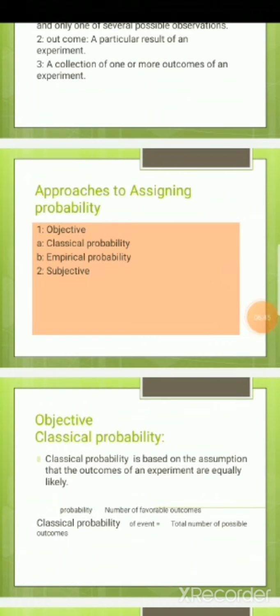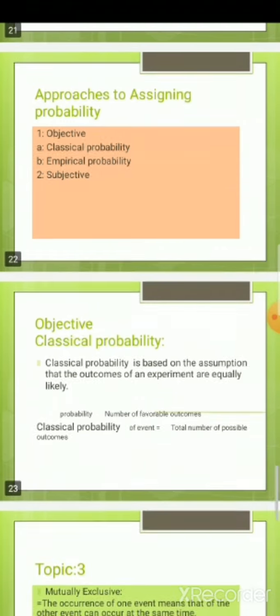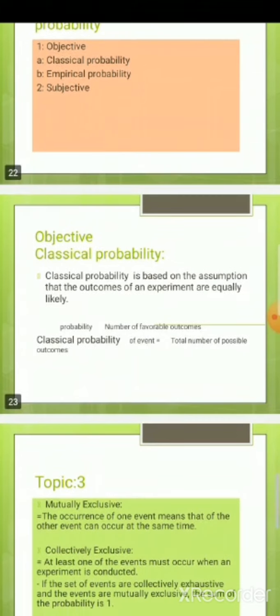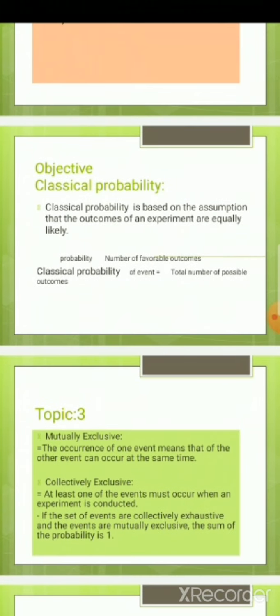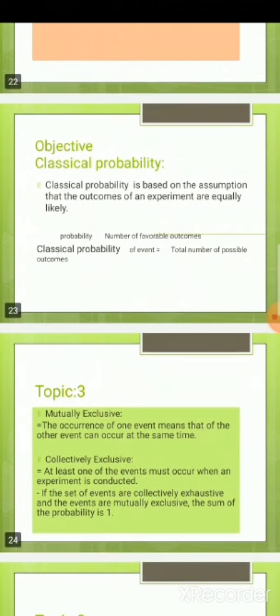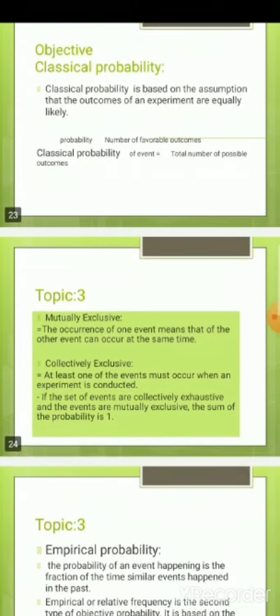Approaches to assigning probability. Number 1, objective: A, classical probability, B, empirical probability. Number 2, subjective. Objective classical probability: classical probability is based on the assumption that the outcomes of an experiment are equally likely. Classical probability of an event equals the number of favorable outcomes divided by the total number of possible outcomes.